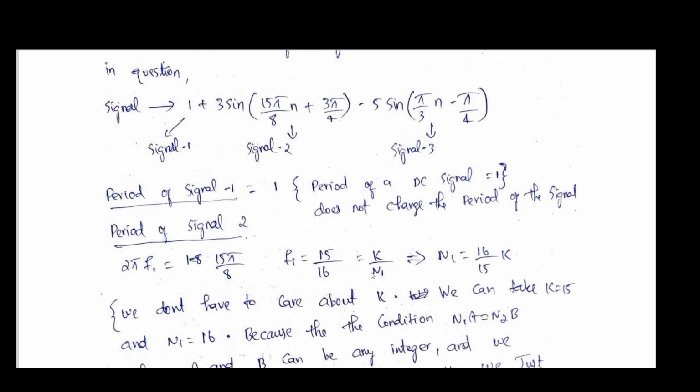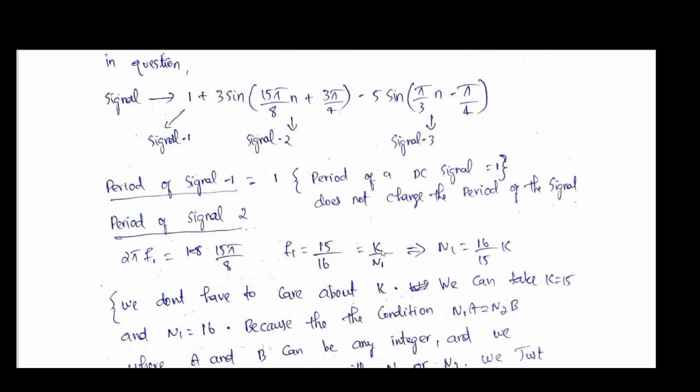This 1 by n1 is coming because frequency is the reciprocal of the fundamental period, right? So that is why 15 by 16 equal to k by n1. So we can take any value of k. I will come to that point. Before that, we have n1 equal to 16 by 15. From there we will get n1 equal to 16 by 15 into k.